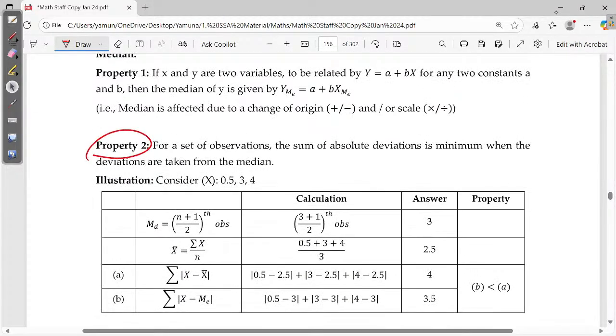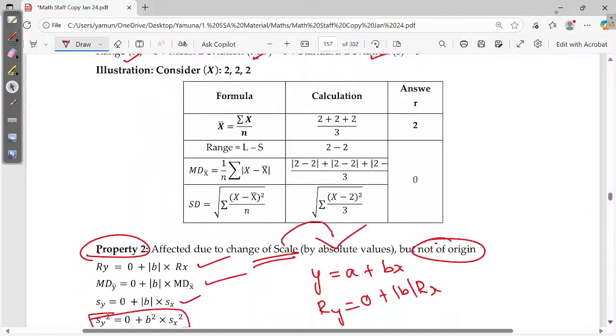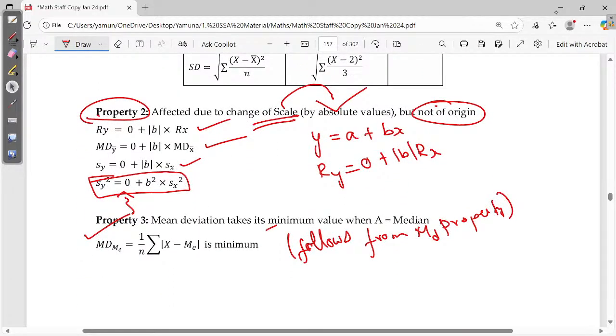See, property 2, what does it say? For a set of observations, the sum of absolute deviation is minimum when the deviations are taken from median. Absolute deviation means I have to take the modulus. Deviation is minimum when the deviation is taken from where? Median. So x minus median. And this is happening with the sum of the absolute deviations. So if you take this way, this will be minimum. And now my property here with respect to mean deviation takes the minimum value.